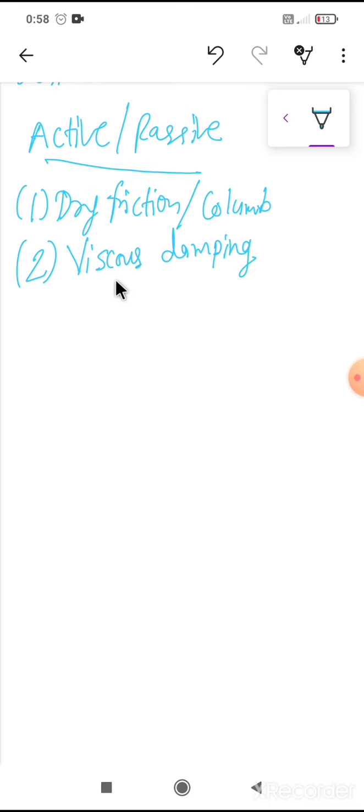Any fluid like oil or honey, which is very viscous, has a high viscosity. So in that medium, if any system is vibrating, that vibration can be absorbed by the medium. So damping resistance, let's say we call it C.